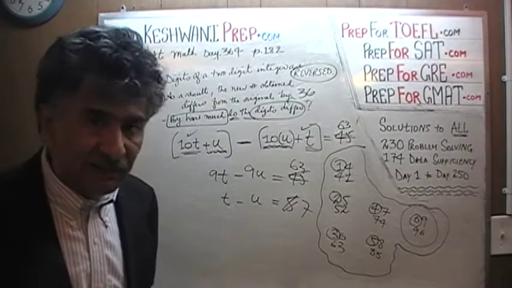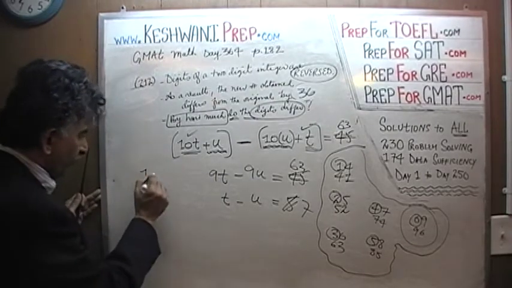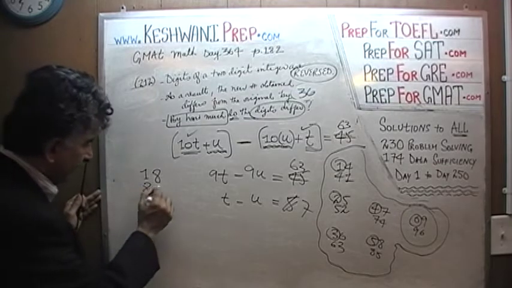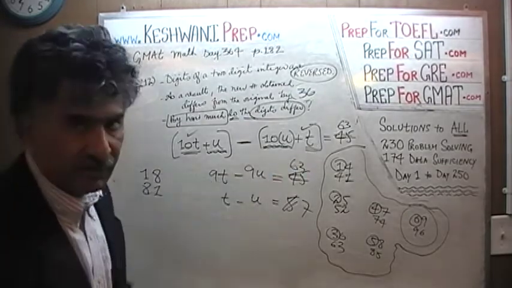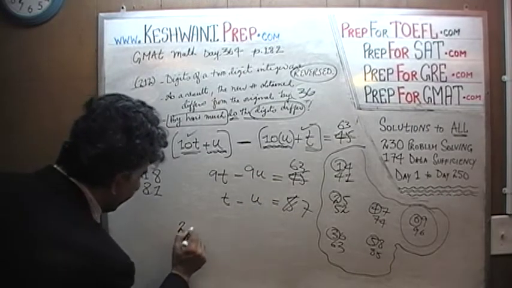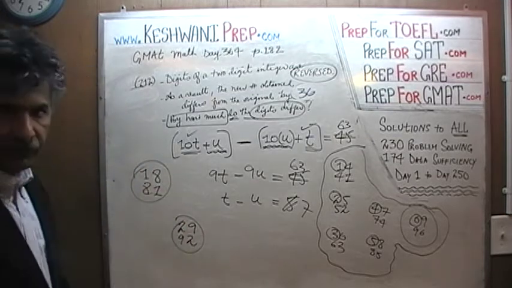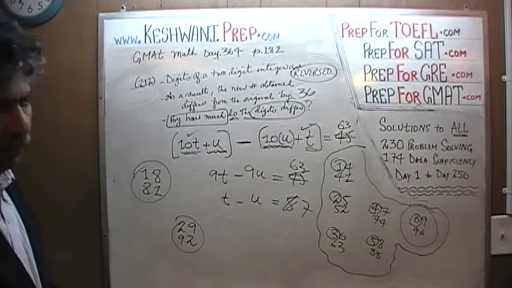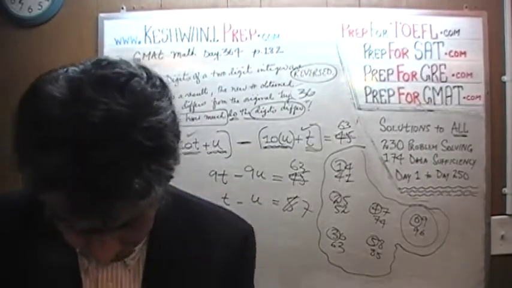Now, if they differ by 7, then there are a few possibilities. We'll start out with 1 and 8, and 81. 18 will become 81, and 81 minus 18 would be 63. That's one possibility. And then we will have 2 and 9, and that will become 9 and 2. Those are the only two possibilities, and so on and so forth. You get the idea. Let's do the next problem, shall we?